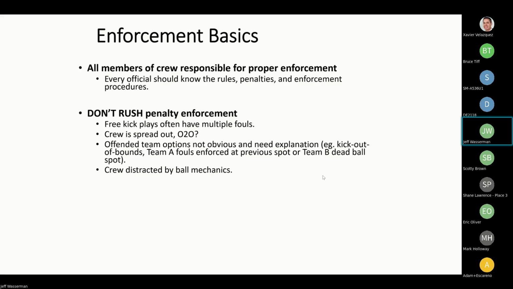Teammate fouls can be enforced at the previous spot or the Team B dead ball spot. Again, that's more for the coach to decide, and you need to sometimes coach the coach on what they're going to do, because they've got a lot in their mind and they may not be thinking straight, so you may have to help them out.